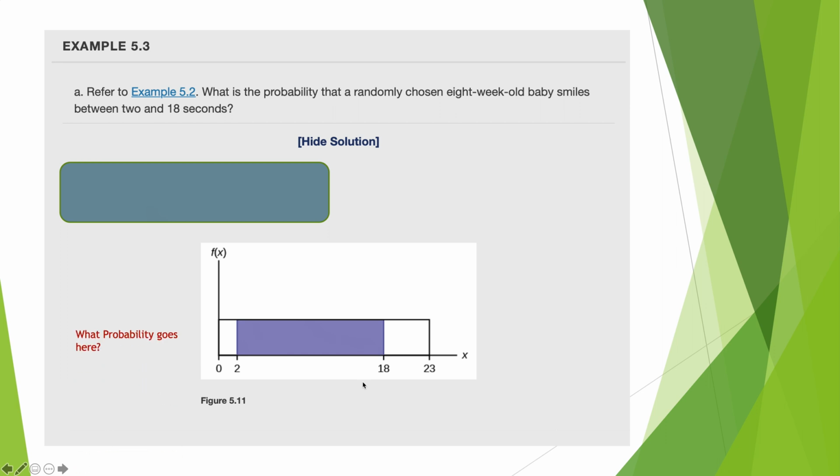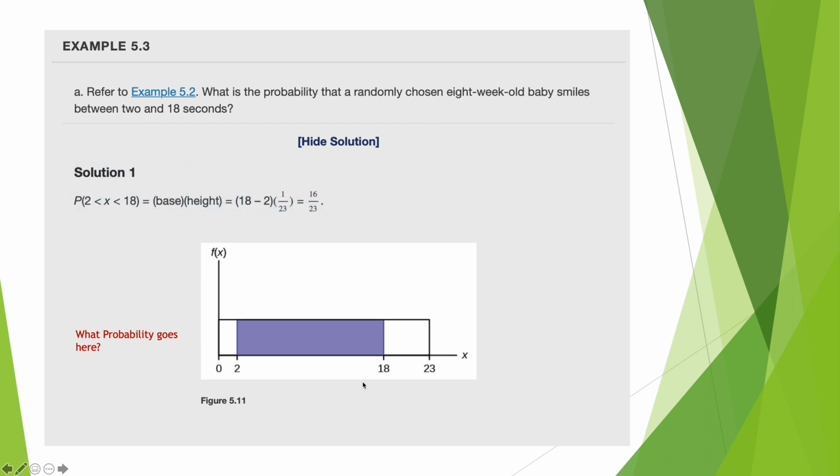Well, we just discussed that. That was 1 over 23. So the probability that the result is between 2 and 18, it's a rectangle. We said that the probability equals the area. Remember, that was a really big part of a few slides ago. So 18 minus 2 is 16 times 1/23. 16 is the length of the rectangle. 1/23 is the width of the rectangle. Multiplying them, and I get 16/23.